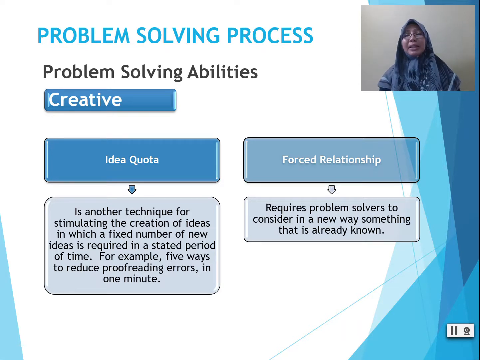Okay, and the third one is the forced relationship. Forced relationship requires problem solvers to consider in a new way something that is already known. For example, there is a way to solve that problem, but you need to look for another way to solve the same problem. Okay, this is what we call forced relationship.